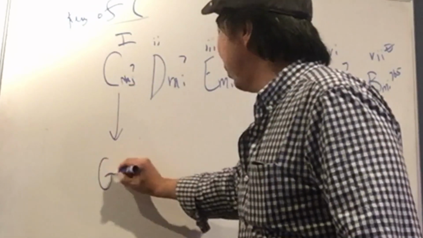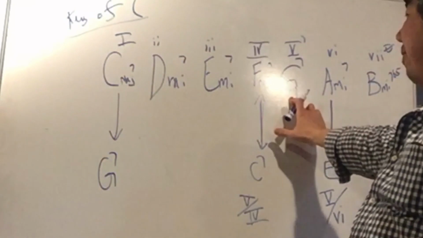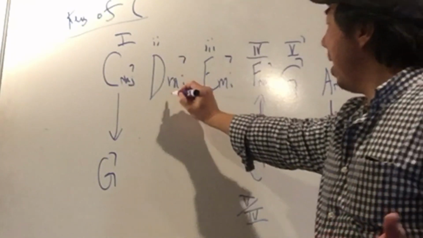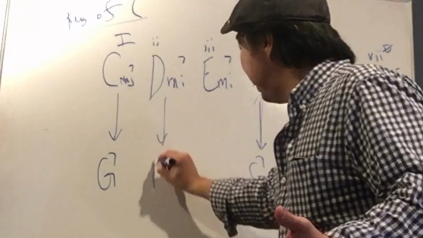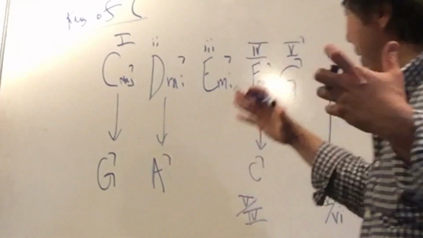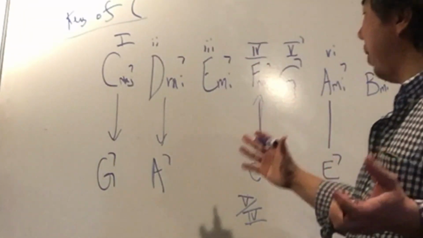G. Good, that's the real dominant. We already have that here, so I didn't even need to write it. But what's the 5th of D? A. Good, and see, this is just knowing your spelling of the chord is very important to know your intervals.